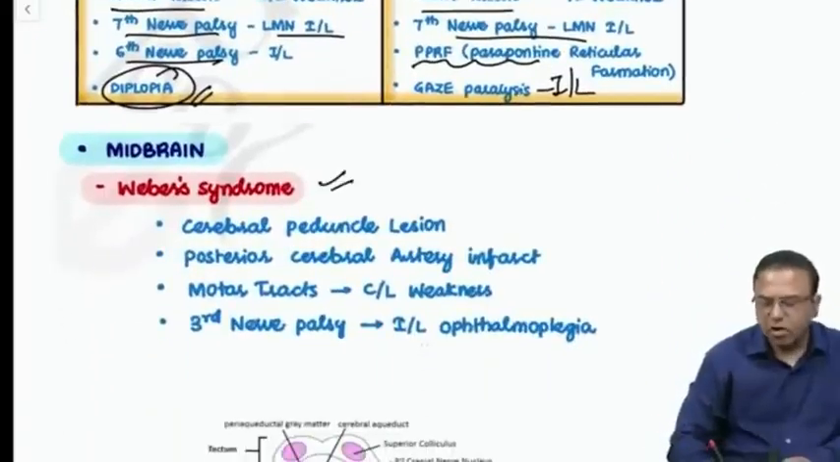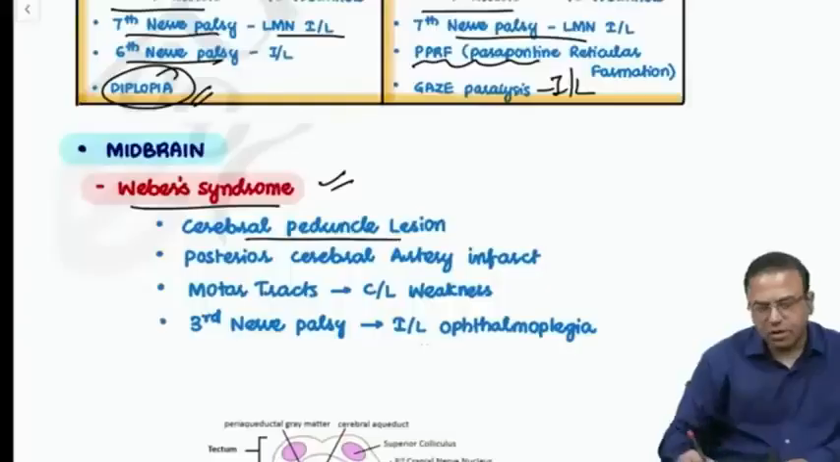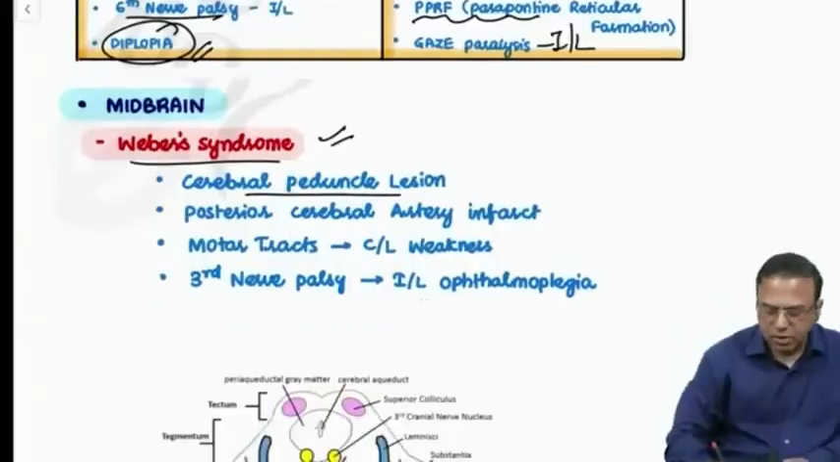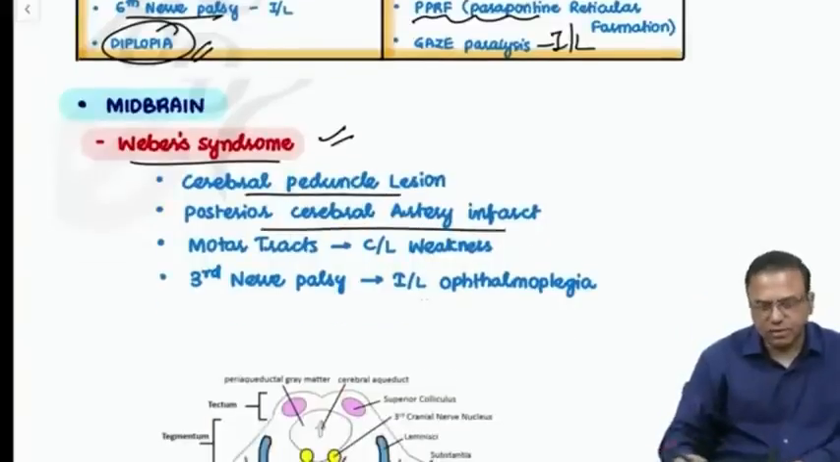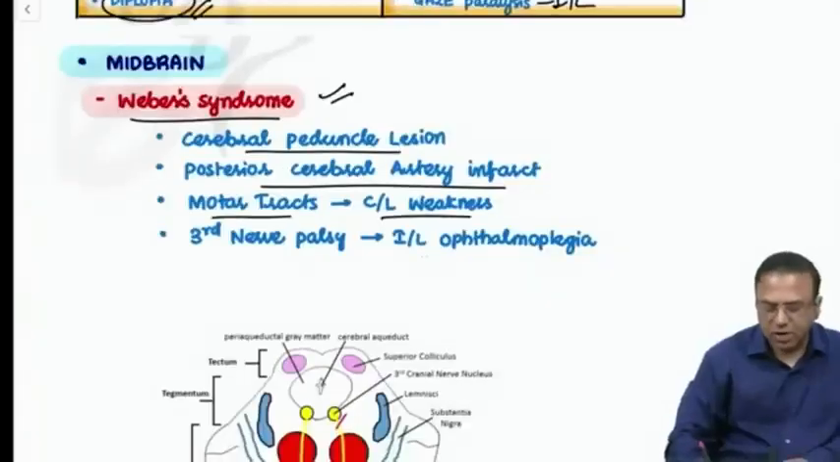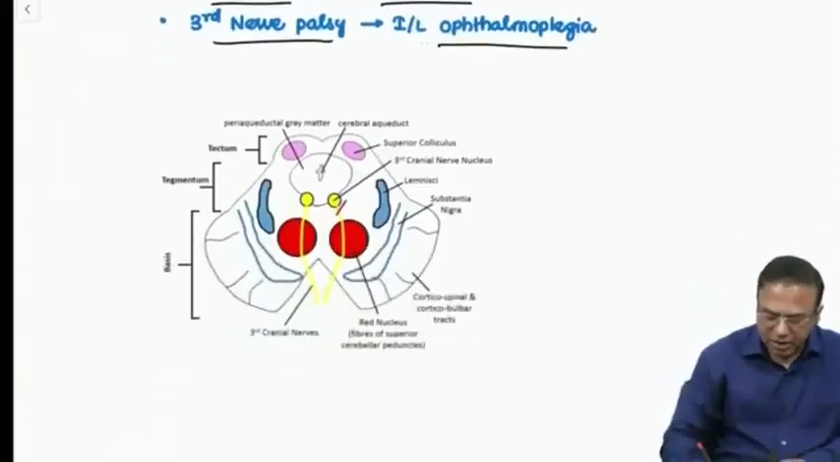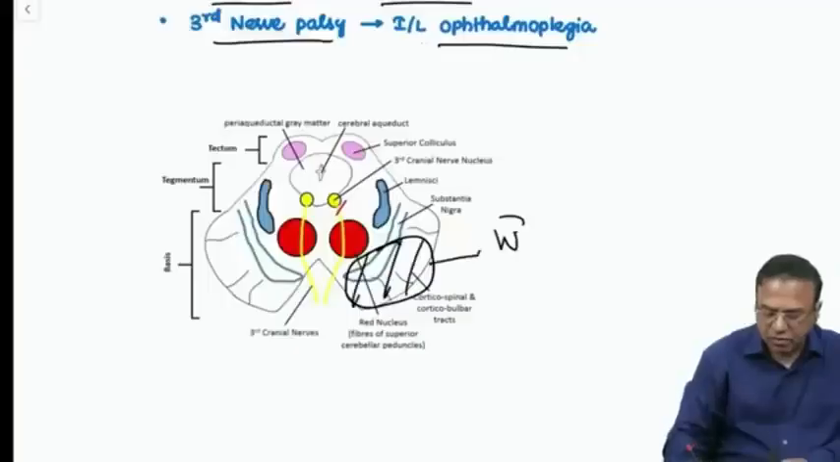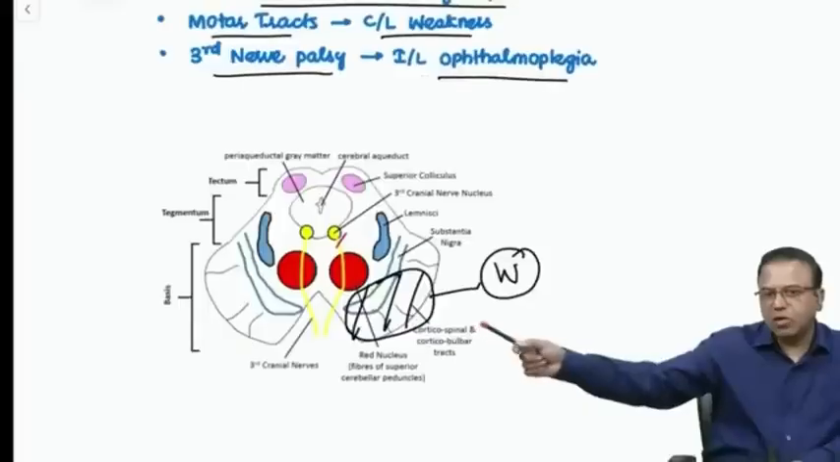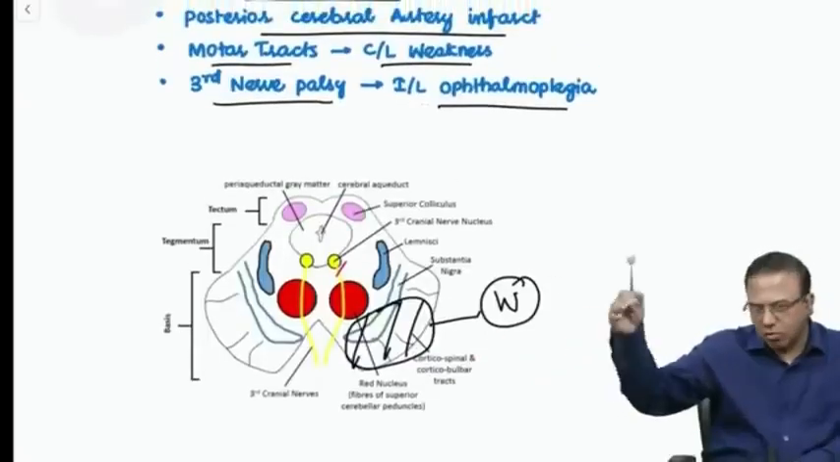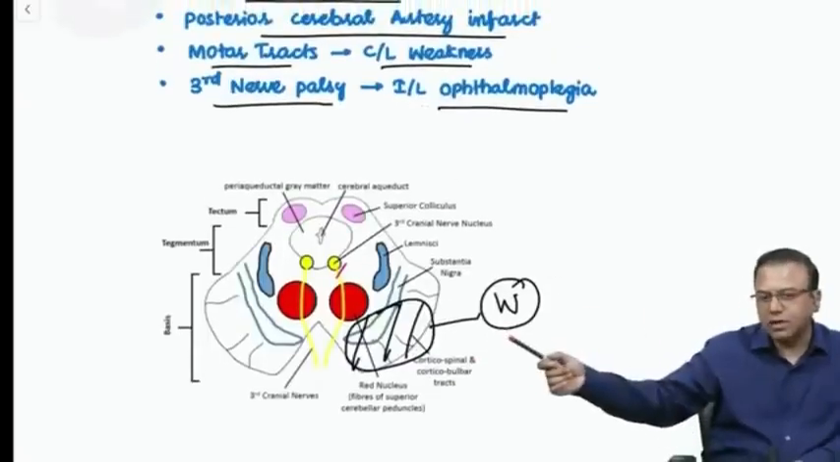Midbrain, I think, is the hot favorite in our exam. You get Weber syndrome, and this is a cerebral peduncle lesion. These patients are going to come with posterior cerebral artery infarction. Motor tracts affected, so they'll come with contralateral hemiplegia. Third nerve palsy, so they'll get ipsilateral ophthalmoplegia. So usually the area affected is over here. This is the anterior area affected in patients with Weber syndrome. So this is the area where corticospinal tracts are passing, that will go down and cross, so they'll have contralateral hemiplegia.